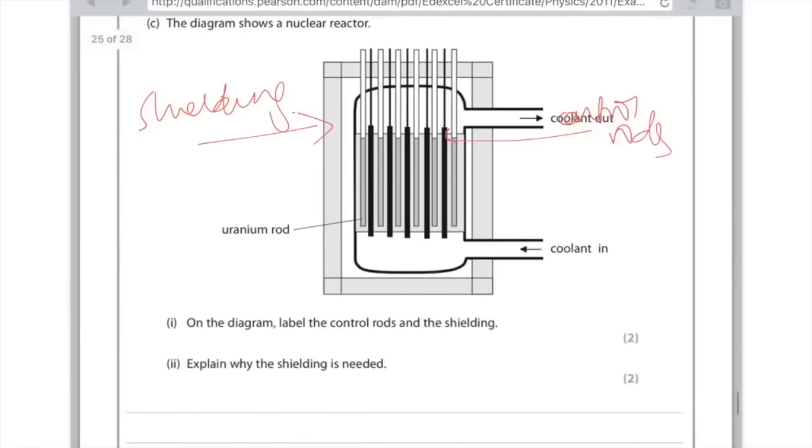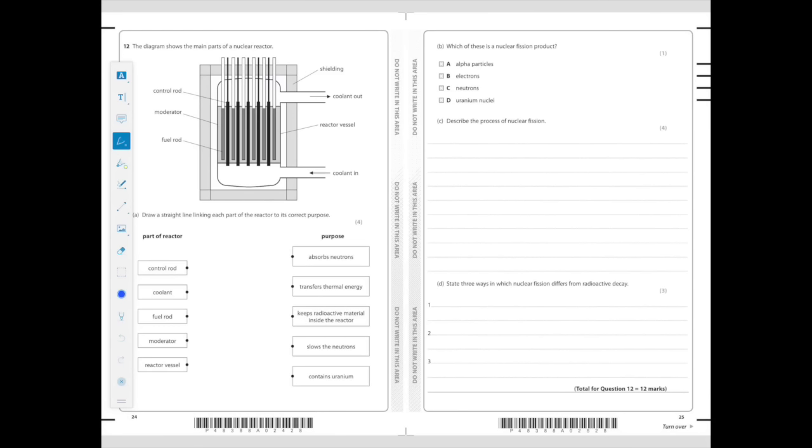And the reason why you do need shielding is because remember that radiation is very penetrating. It will pass through a huge amount of air, so you do need that concrete box around it to prevent it getting out. 12. The diagram shows the main parts of a nuclear reactor. So we've got our control rods, moderator, fuel rod, shielding, reactor vessel and coolant in. Do remember the control rods absorb excess neutrons, and the moderator reduces the kinetic energy of the neutrons. The fuel rod will obviously provide the source of uranium.